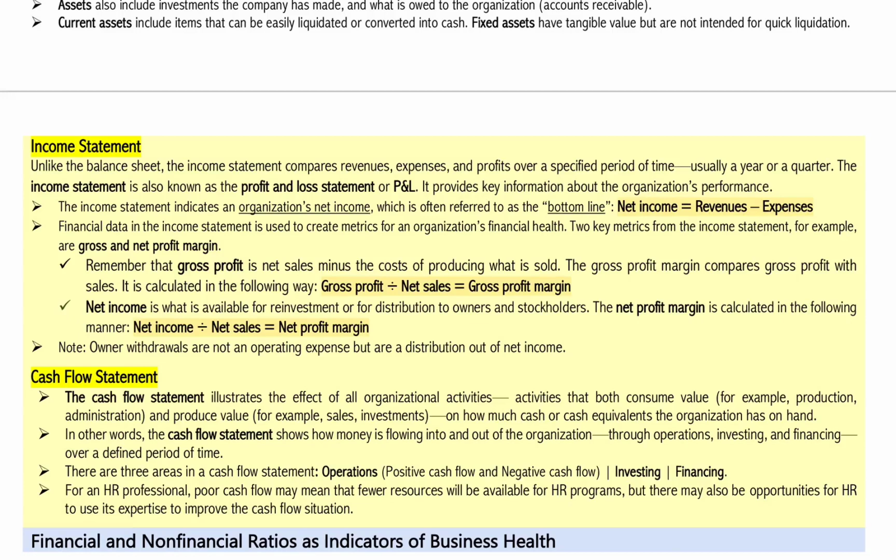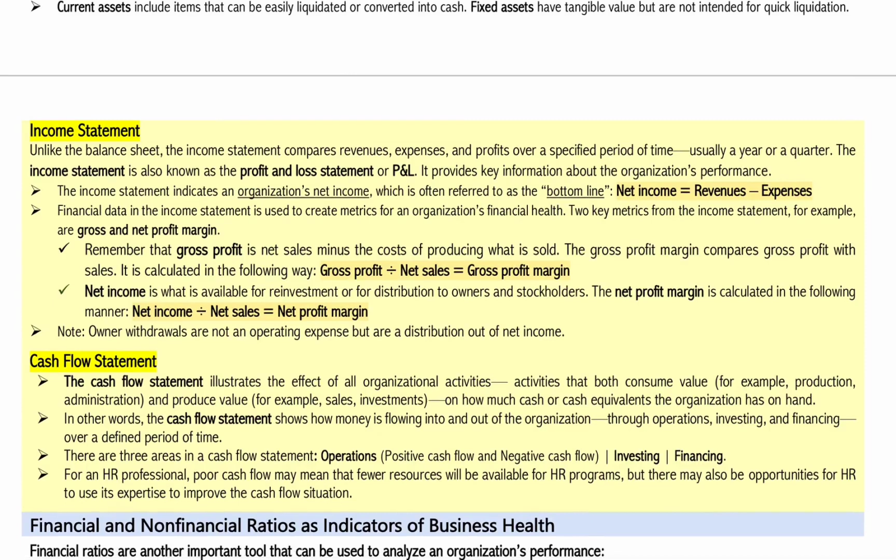It is calculated in the following way. Gross profit divided by net sales equals gross profit margin. Net income is what is available for reinvestment or for distribution to owners and stockholders. The net profit margin is calculated in the following manner. Net income divided by net sales equals net profit margin. Note: owner withdrawals are not an operating expense but are a distribution out of net income.